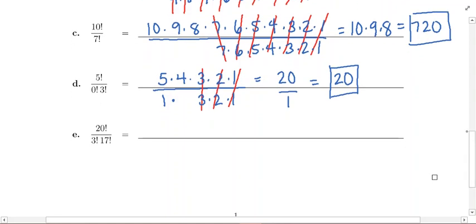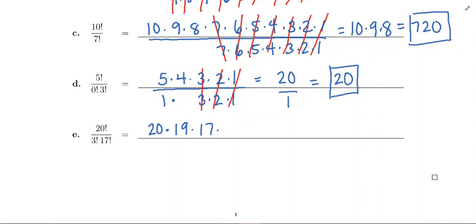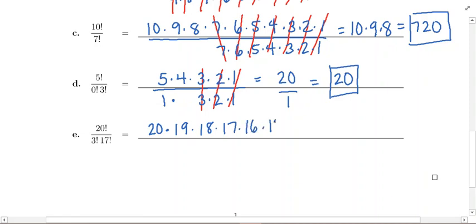This time we're going to do 20 factorial divided by 3 factorial times 17 factorial. So let's start. In the numerator, it's going to be 20 times 19 times 17, or oops, I cannot count. I missed 18. Let me put 18 on here. So 20 times 19 times 18 times 17 times, and I'm not going to write all these out. I'll do one more, and then dot, dot, dot. Eventually, we'll get to 3 times 2 times 1.